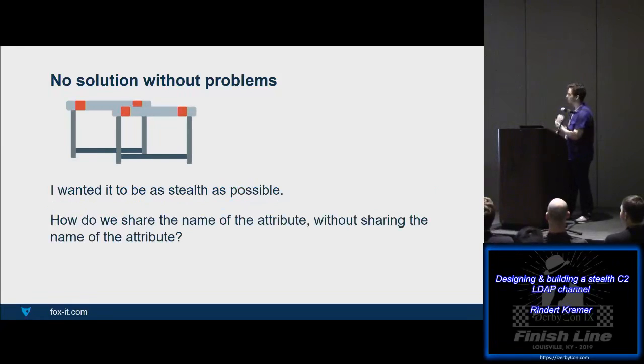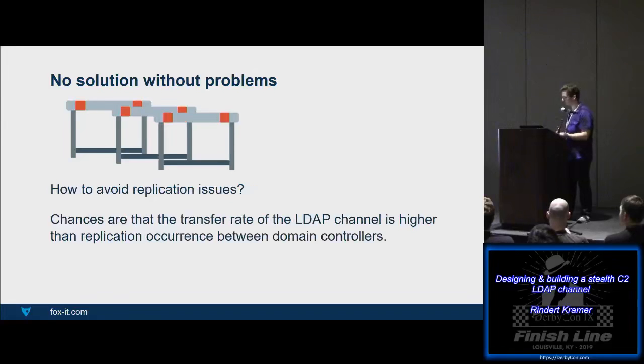And I also wanted it to be as stealth as possible. So the new attribute has been selected, for example, but I did not want to communicate the name of the attribute directly over the network via LDAP. So I wanted to share the name of the attribute basically without sharing the name of the attribute. So chicken and egg problem gets you there too. But how do you do that?